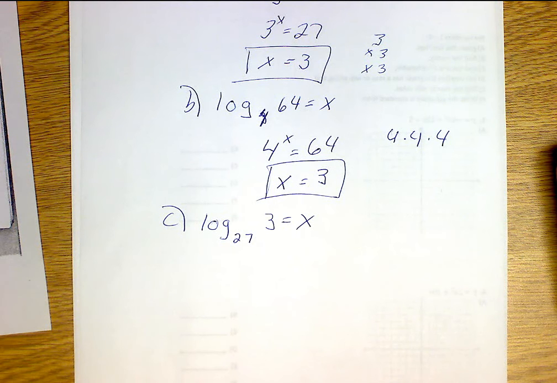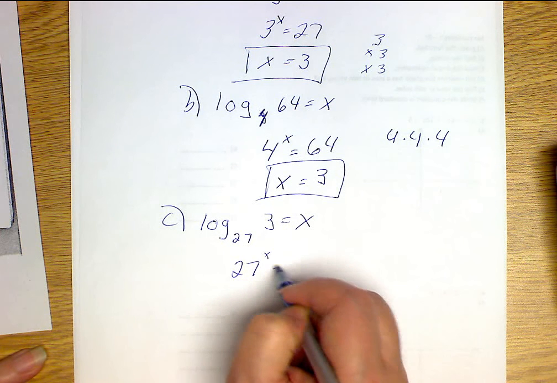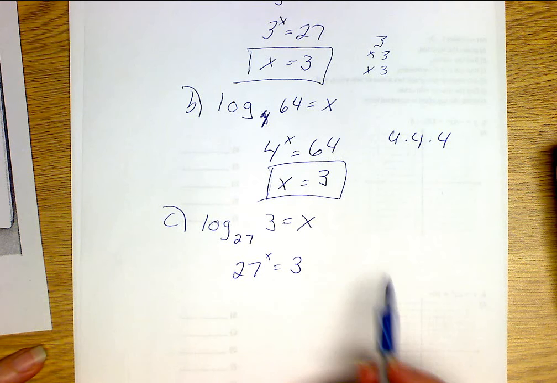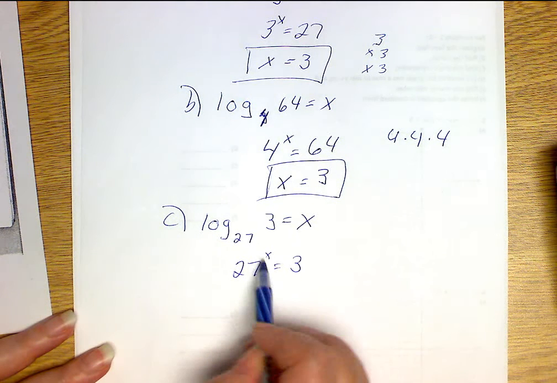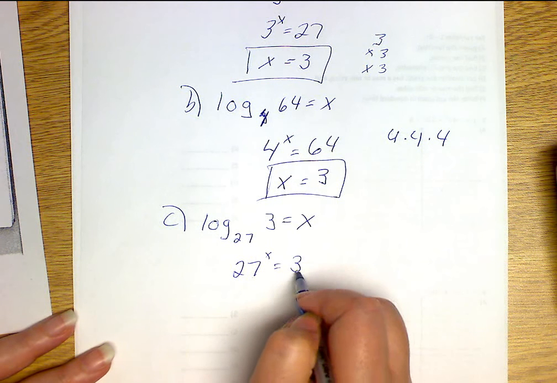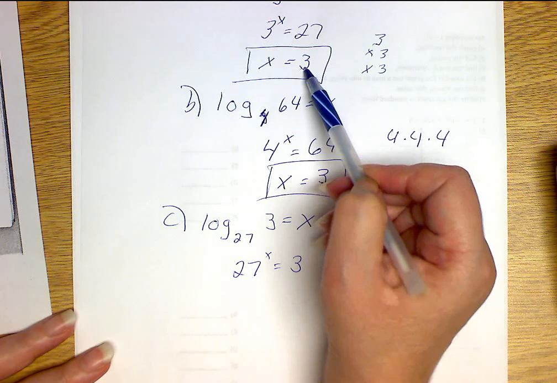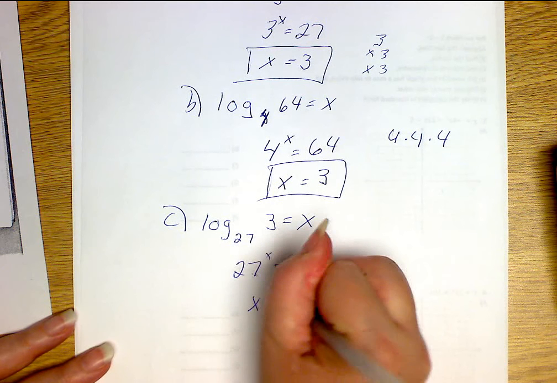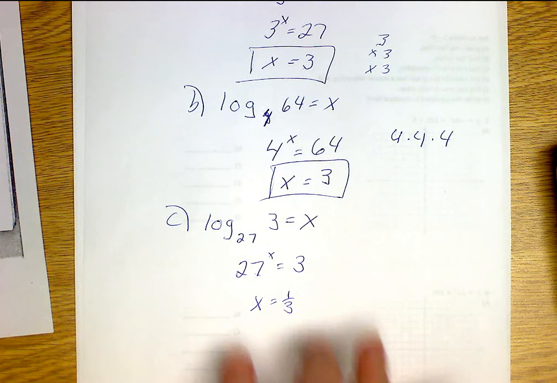All right, so we have 27 to the x is equal to 3. Remember, it's either going to be a square root, a cube root, or a fourth root. So this right here is actually a third root, because it's 3 times 3 times 3 that gave us the 27. So x is 1/3. Once I teach you all the properties of logs, there'll be another way to solve problems like this without knowing what the answer is.